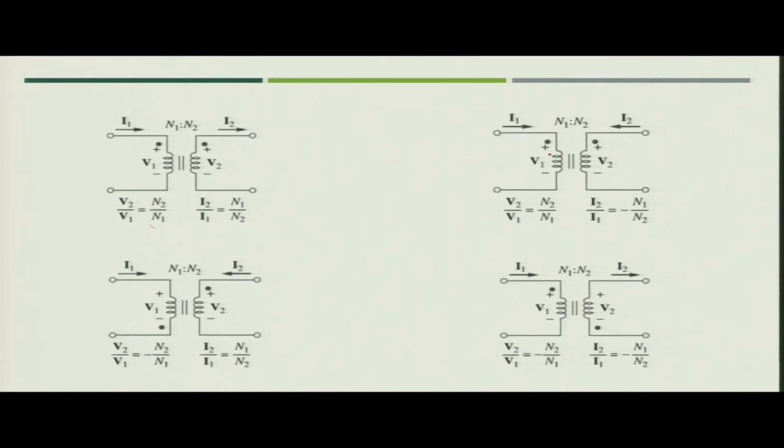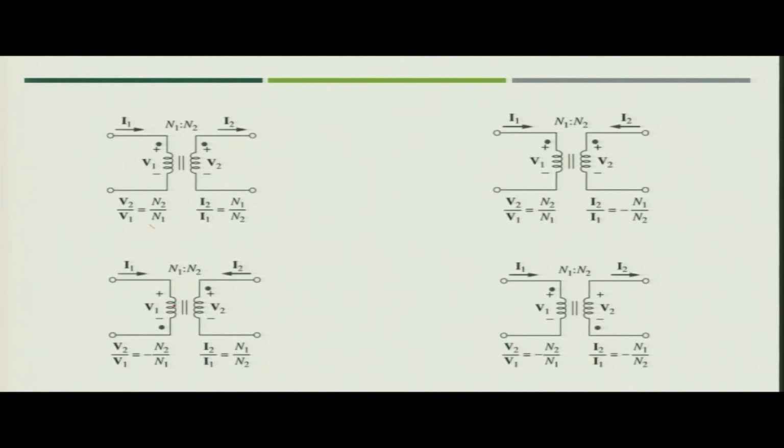Now, in the second case, the voltage terminals are positive at the dotted side of the terminal. So, we write V2 by V1 is equal to N2 by N1. But now the direction of current is opposite; I1 and I2 both are going inside the dotted terminal. So, I2 by I1 will now become minus of N1 by N2.